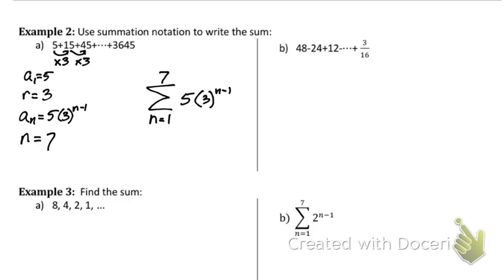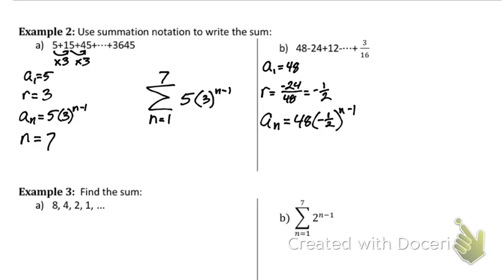All right, our next one, we're going to do the exact same thing. We're going to come up with an explicit form. Just to save us time, it is geometric, where a sub 1 equals 48. Our r value is our second term, which is negative 24, divided by 48, which equals negative 1/2. I do not know my n value, so we're going to come up with an explicit form, which is a sub n equals 48 times negative 1/2 to the n minus 1. I want you to plug that in your calculator and come up with your n value.